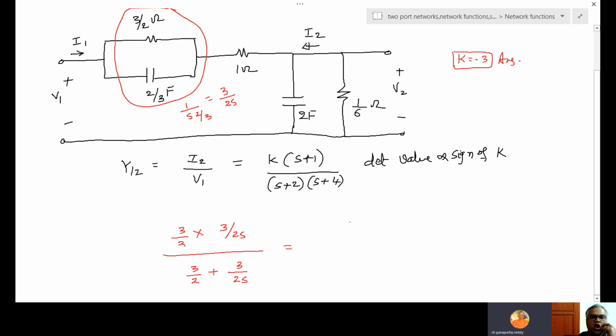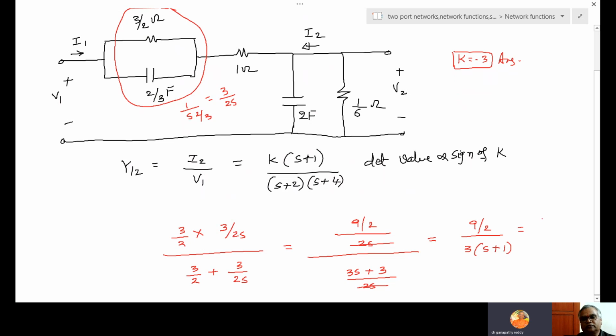Which is equal to 9 by 2 by 2S whole divided by LCM 2S. Then you get 3S plus 3. So this 2S will go. Then 9 by 2 by 3 common, S plus 1. So it is nothing but 3 by 2 into S plus 1. Like that, this also we have to simplify.